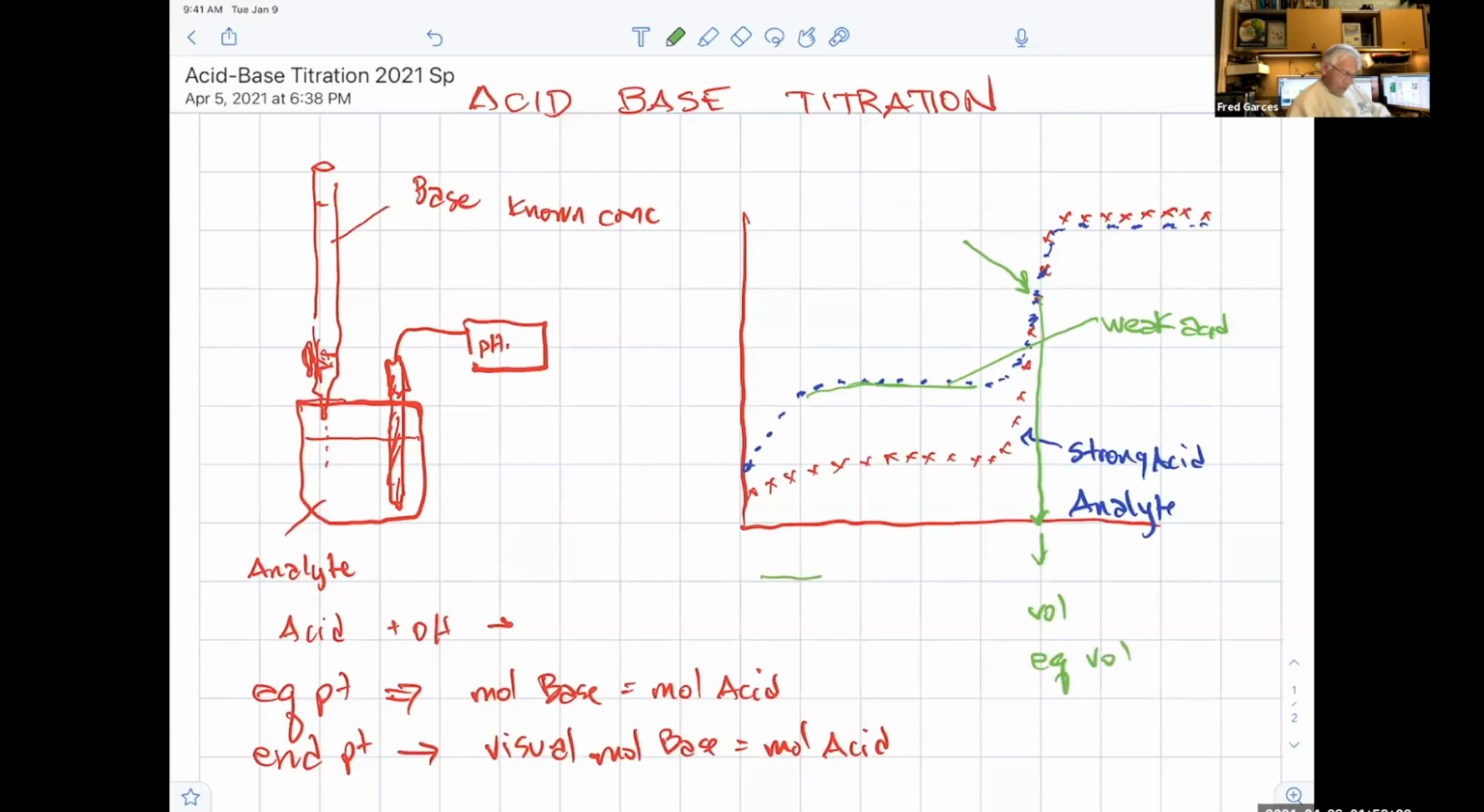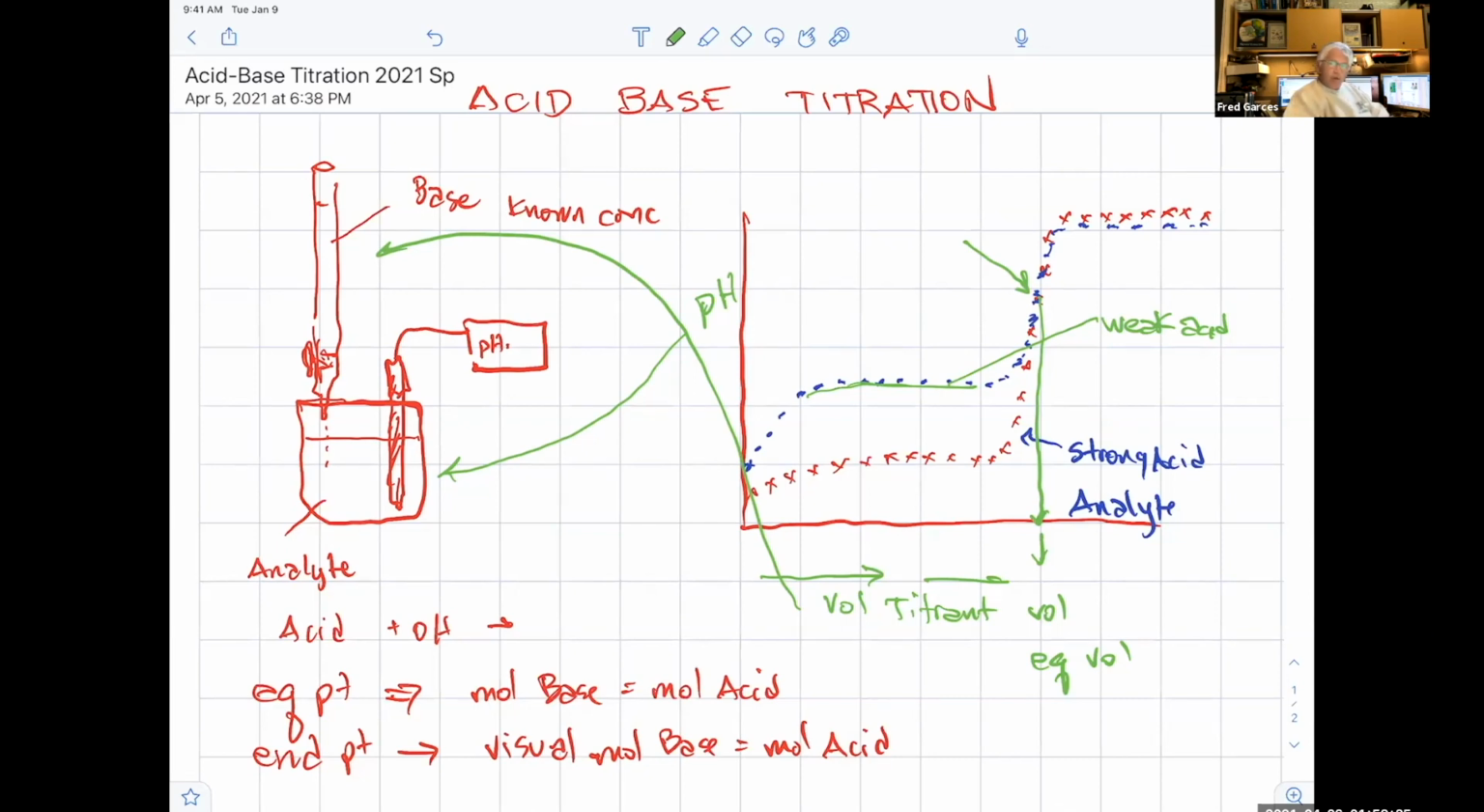So what is on this axis is the volume of titrant. Okay, that's this guy right here. And this axis is your pH. It measures pH, so it gauges the acidity concentration of your analyte. So that's what the experiment is about, or what your calculation is about: you are going to be adding titrant. The pH is going to change over time as you make that solution less acidic.